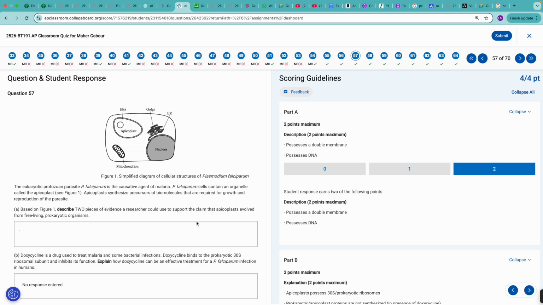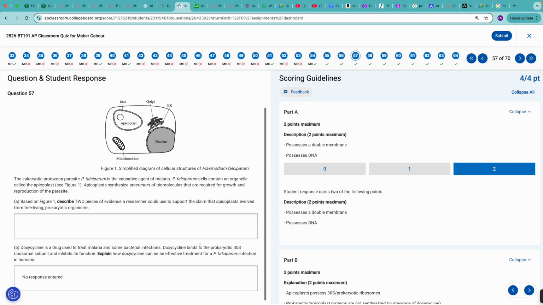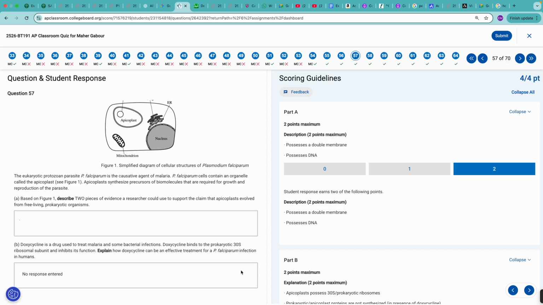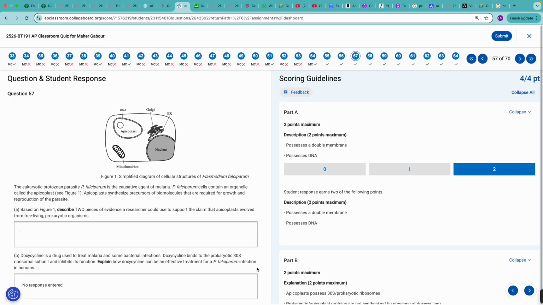Number 57. Based on figure 1, describe 2 pieces of evidence a researcher could use to support the claim that apicoplasts evolved from free living prokaryotic organisms. They're just talking about the endosymbiotic theory. Here you can see that this is a big cell, and inside this big cell there are multiple organelles. This organelle is called the apicoplast, and the apicoplast has DNA. It shouldn't have DNA because it's not a nucleus. So since the apicoplast has its own DNA, that is a sign that it evolved from something else.